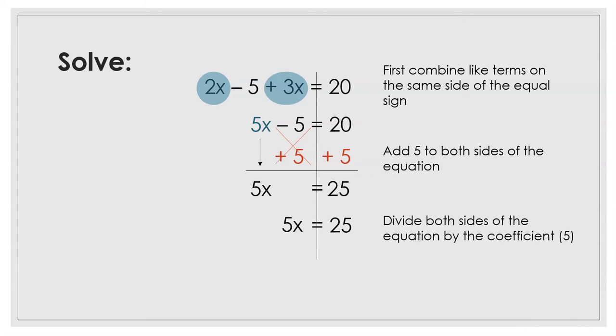So the coefficient here is 5, so you're going to divide both sides by 5. And that will cancel the 5's on the left, which will leave you with x. And then 25 divided by 5 is 5. So here's your solution, x equals 5.